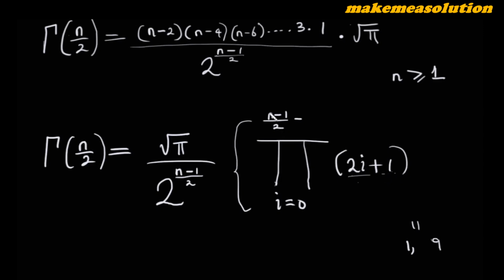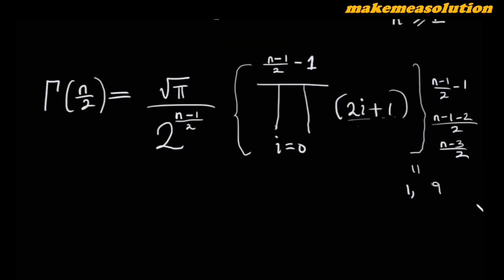So this point that this product should stop at is this formula, and we can still simplify this. That's n minus 1 over 2 minus 1. If you take the LCM, n minus 1 over 2 minus 1 gives you n minus 1 minus 2 all over 2, which is n minus 3 over 2. So the formula is also represented in this way.